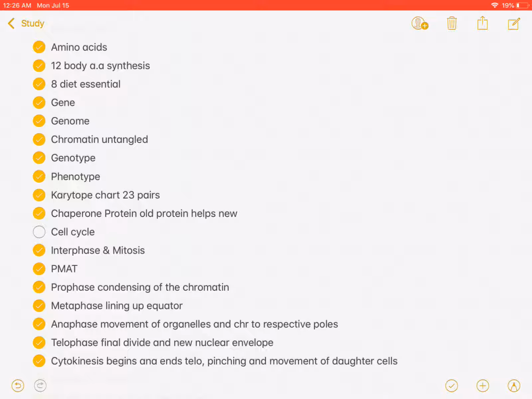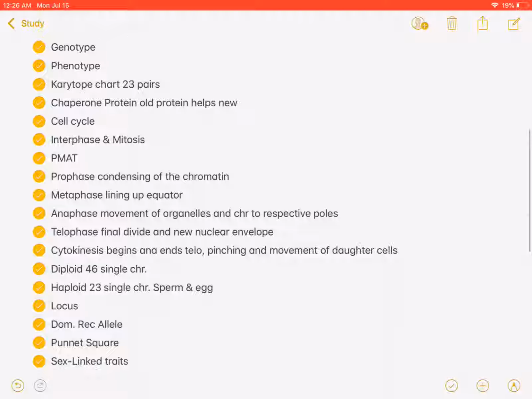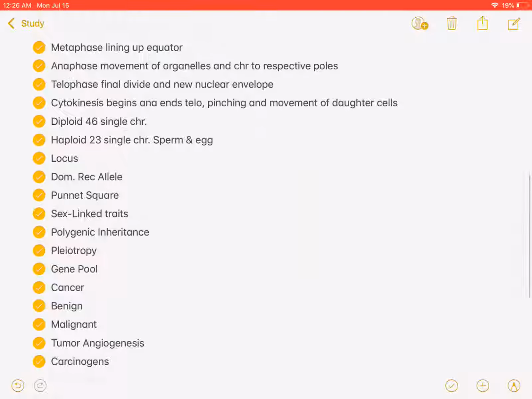In the secondary and tertiary structure, we talked about the cell cycle. Remember, your cell cycle is interphase and mitosis, which further subdivides into your PMAT mnemonic of prophase, metaphase, anaphase, and telophase. You have to know what cytokinesis is. And that's pretty much that.